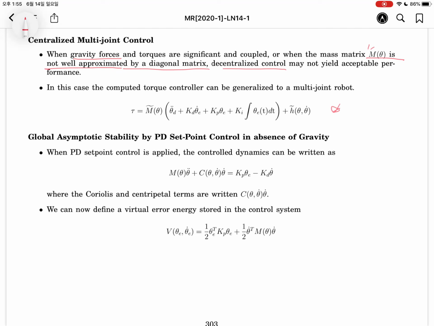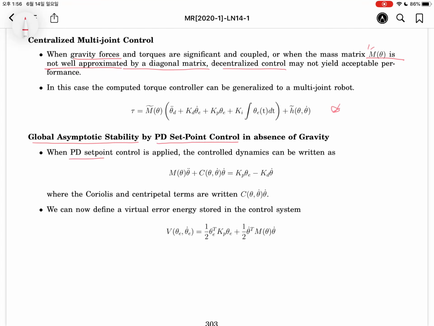Okay, let's check the stability. Globally asymptotic stability. The very famous one is the PD set point control. This stability was proven by Arimoto sensei. He proved this PD control stability in 1981. The first paper is about the case without gravity, and the second one dealt with gravity again.